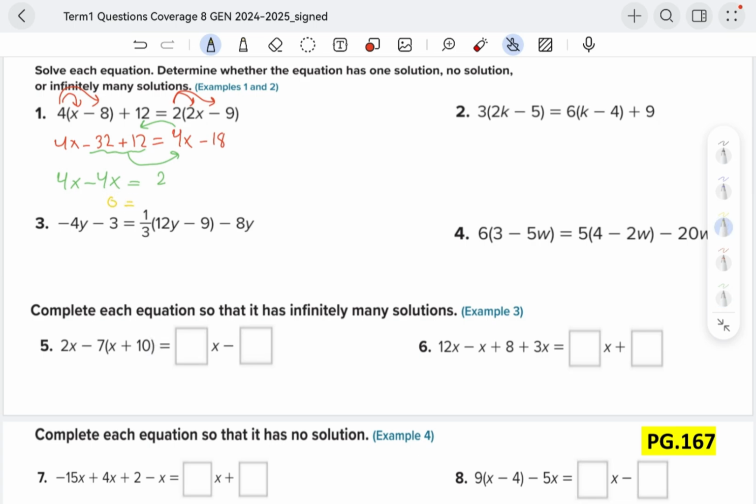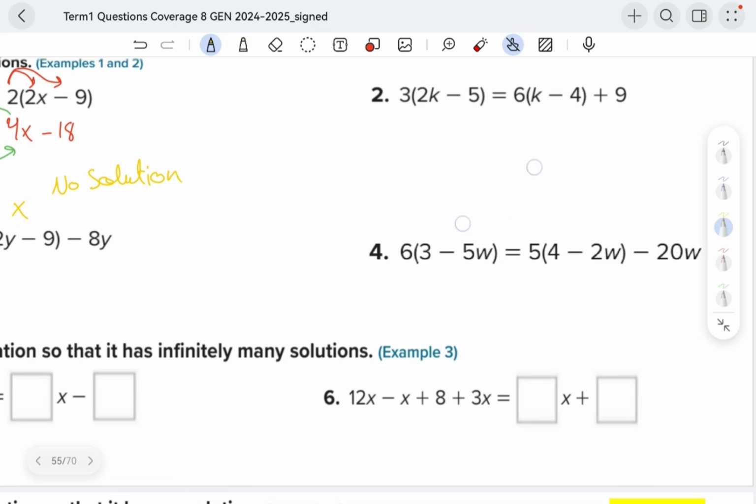0 equals 2. Is this a true statement? No. 0 does not equal 2, so we have a false statement, and in the case of a false statement, it means that there is no solution for this equation. Let's go for question number 2.